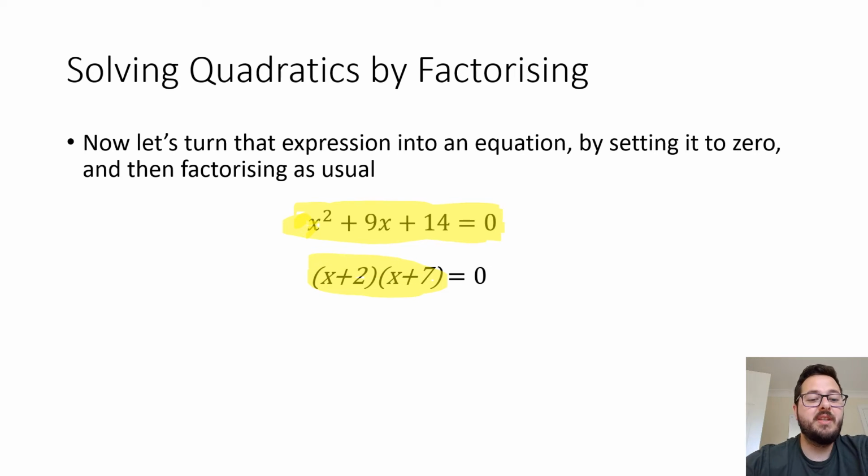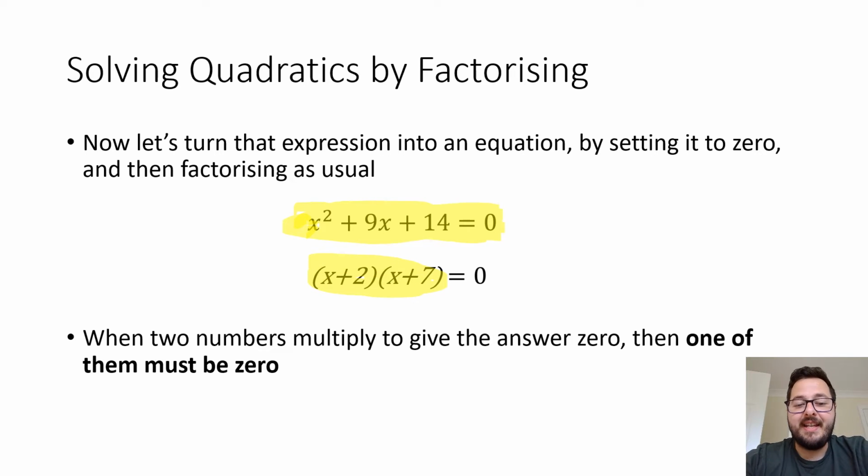And then the key fact is that when you've got two things multiplying together to make 0, one of them must be 0. So if we've got x plus 2 and x plus 7 multiplying together to make 0, then either x plus 2 must be 0 or x plus 7 must be 0. You can't multiply two numbers together that are not 0 and get 0. Try it with your calculator, one of them has to be 0.